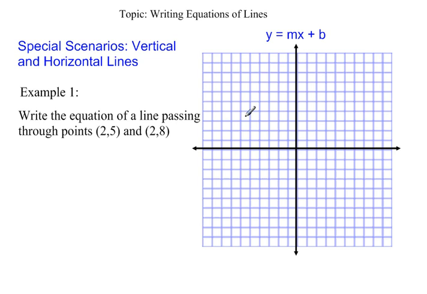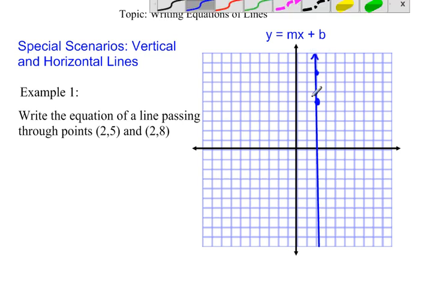All right, next, let's look at special scenarios, vertical and horizontal lines. Write the equation of a line passing through points (2, 5) and (2, 8). First, I want to graph those. You've got (2, 5) and (2, 8). Now, if I connect those, you're going to see very quickly that's going to be a vertical line. No worries about you recognizing that. Let me go ahead and draw it in where it's proper.